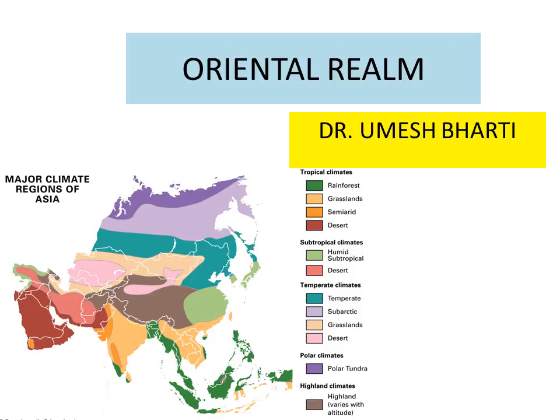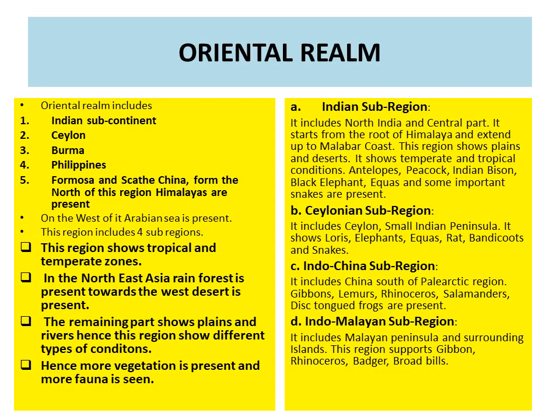So the main countries in the Oriental realm are India, Sri Lanka, Nepal, Bangladesh, Bhutan, Myanmar, Indonesia, Jakarta, Philippines, part of China, or you can say that all those countries which are up to the Himalayas are in the Oriental realm. So the Oriental realm includes the Indian subcontinent, Ceylon, Burma, Philippines, China.